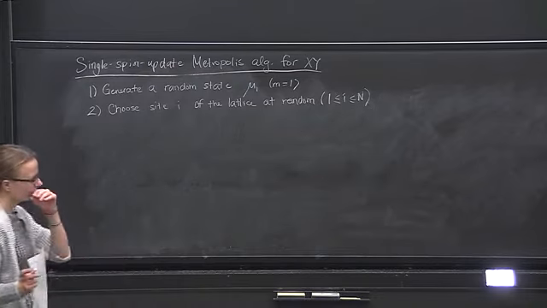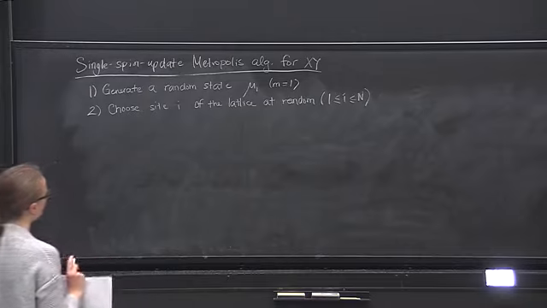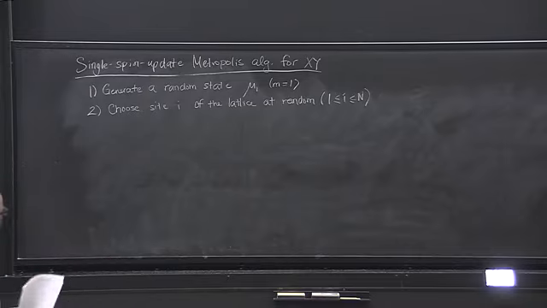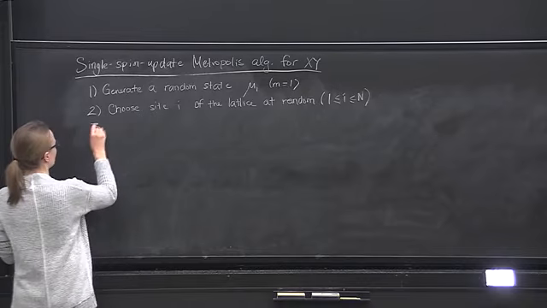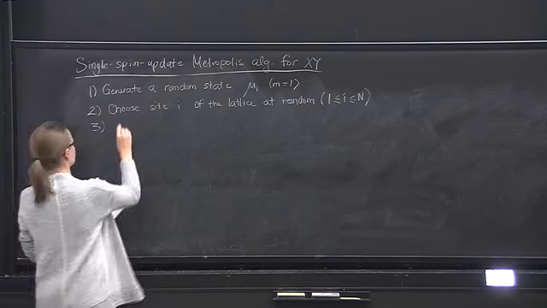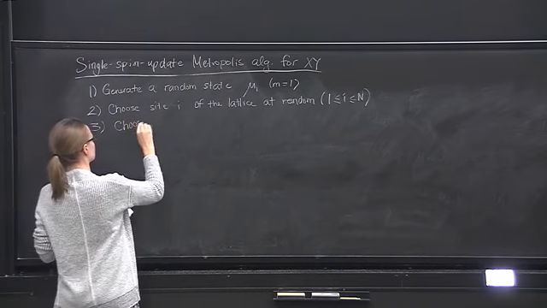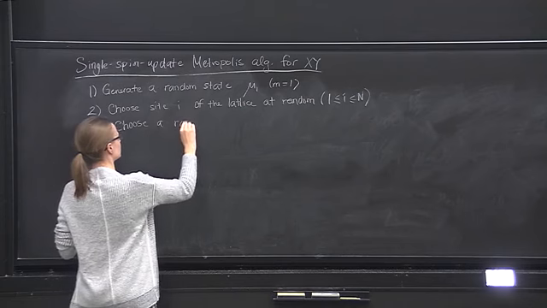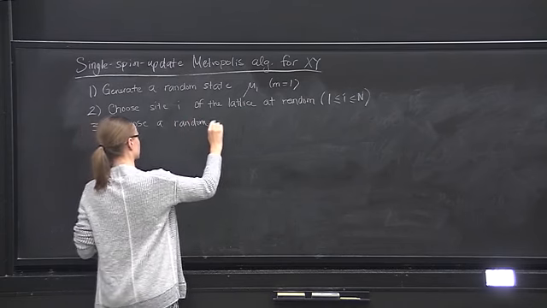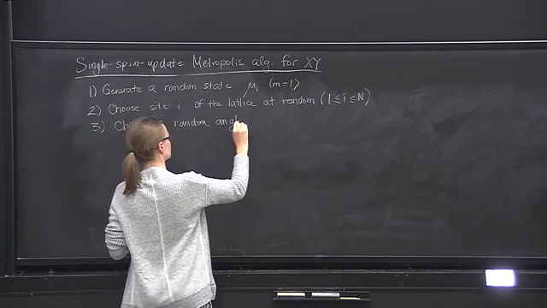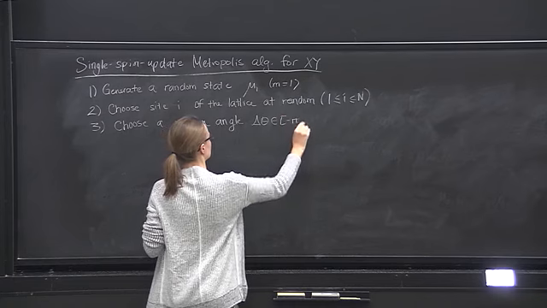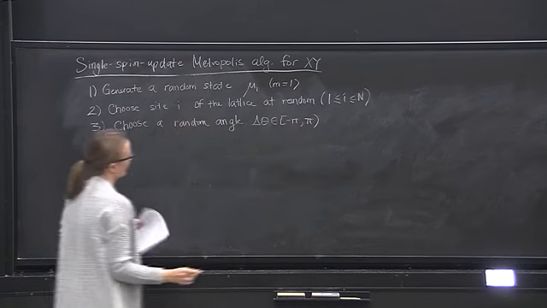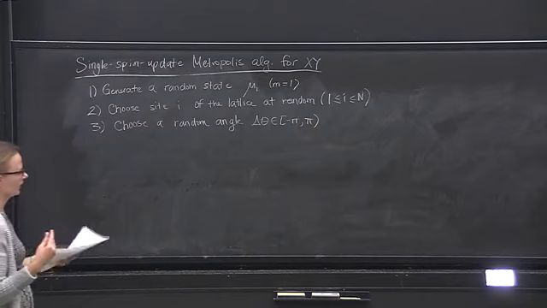Okay, then in order to propose a move to a new state mu in my state space, I'm just going to choose a site i at random out of all the n sites. And I'm also going to choose a random angle to rotate that spin by.